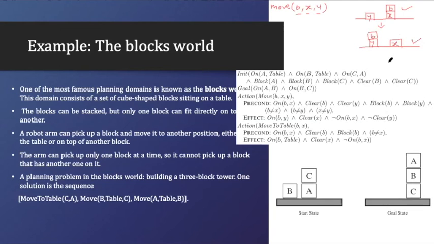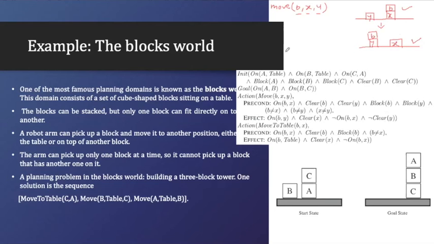Now this is my effect, right? So definitely if I perform this action, if I have this precondition, I have this effect. Now I think you understood. Now come to the move to table. There is another action which is called move to table, right? So what is move to table?